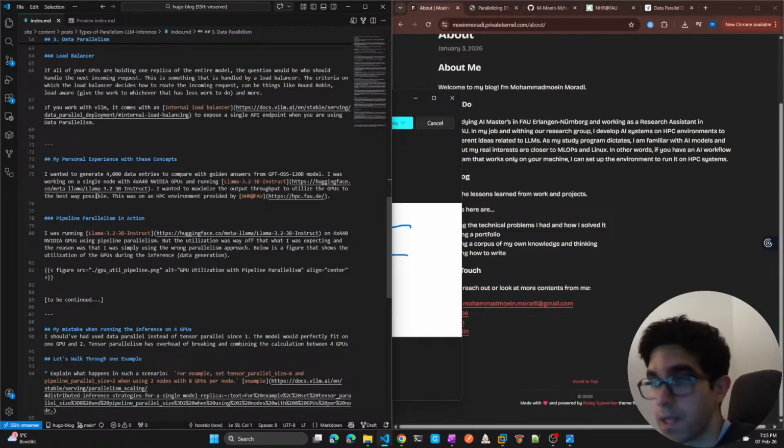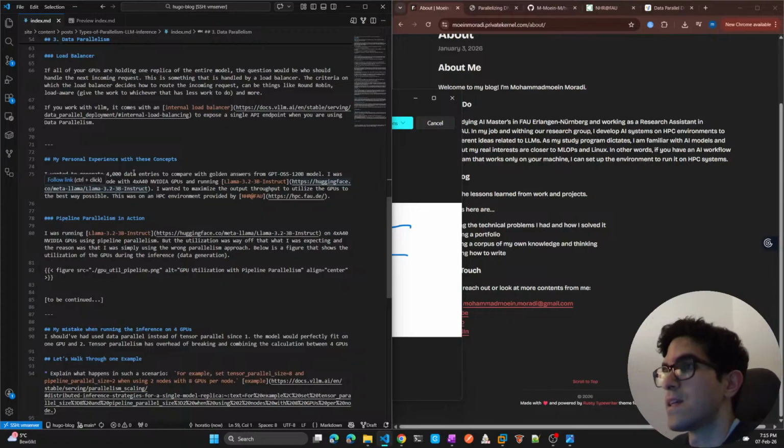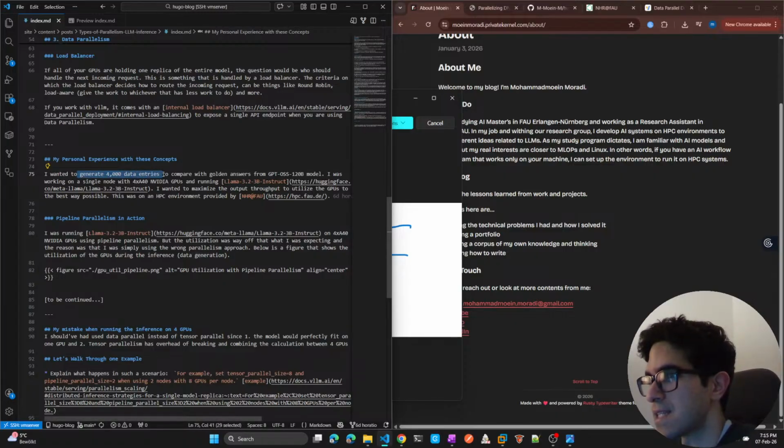And now the personal experience. Here I talk about what the use case was. In my case, I wanted to generate 4,000 data entries, basically just some questions, and the goal in the end would be to compare the answers to GPT-OSS. The answers from GPT-OSS would serve as a golden answer. So the idea was to compare.